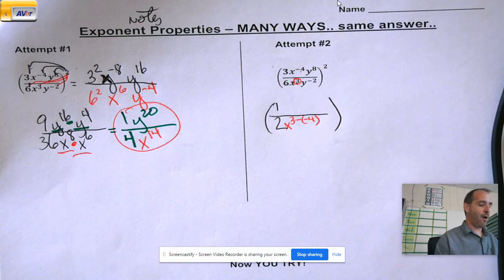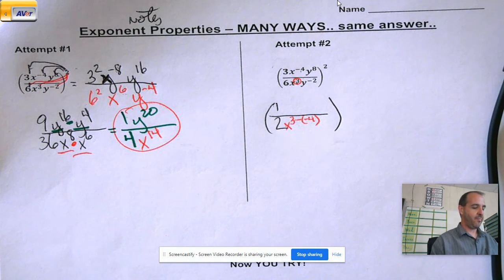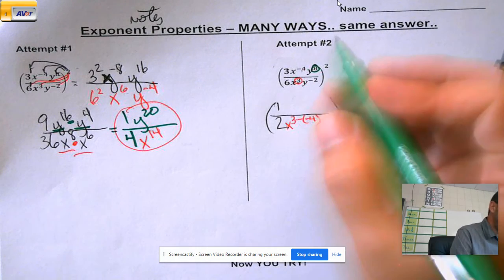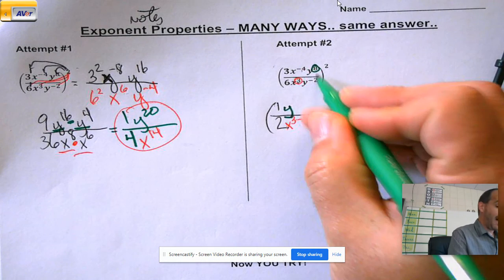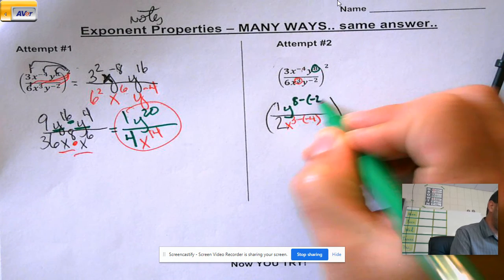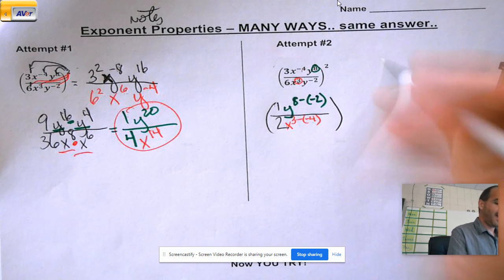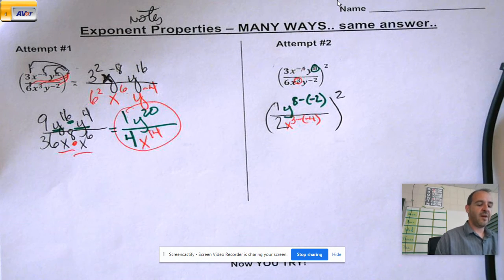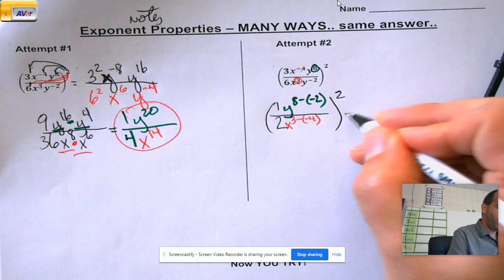I'm going to write it out in this case so I can see it. And then with my y's, 8 is bigger than -2. So I'd have y up top, where the bigger exponent is, 8 minus -2. Now, if you're looking at this right now and going, nope, Hardy, hate this, driving me nuts, just flip your negative exponents and get them taken care of.